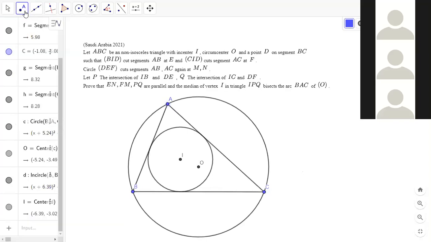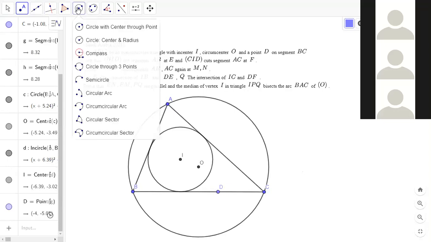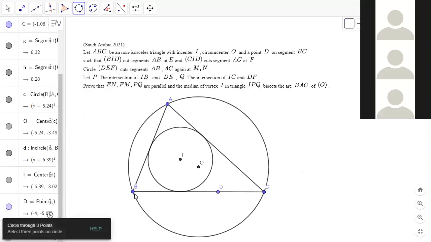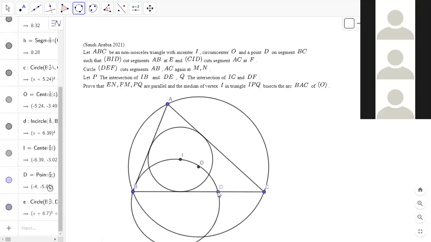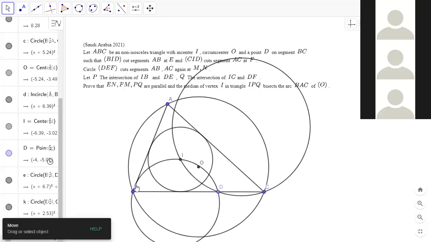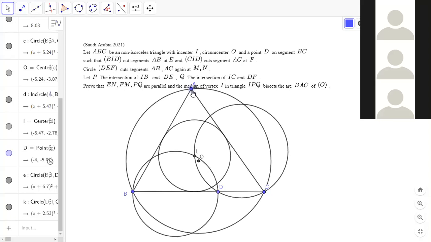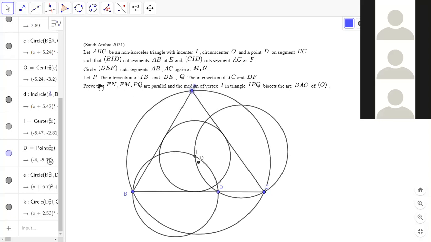Okay, so D is any point on BC, and then we draw the circumcircles of BID and CID. So we want to see where BID cuts AB, and then we want to see where CID cuts AC. This is kind of interesting. I've never seen this kind of configuration before. So maybe it could look a little bit like that.